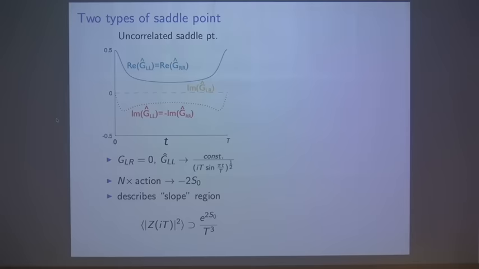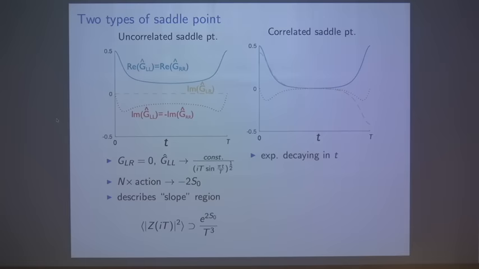But we can also find another type of saddle point. Here's a plot of an example of a numerical solution of another kind, where G left right is not equal to 0. So G left right, the imaginary part, is plotted in the dashed yellow line there, and you can see it's not equal to 0.